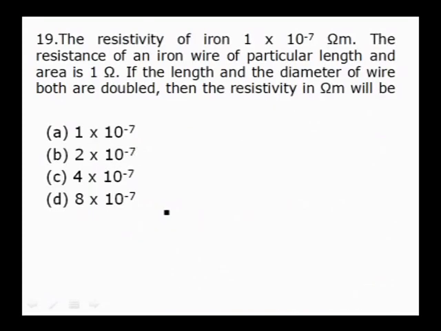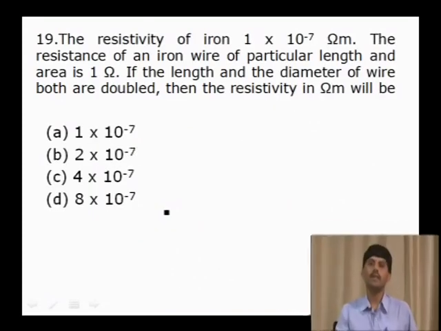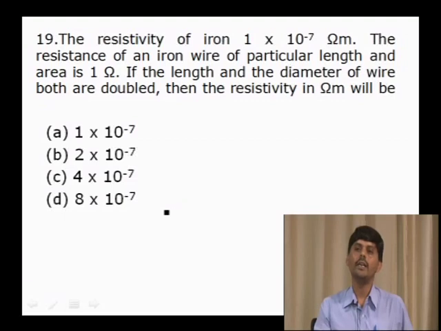Next, question number 19. The resistivity of iron is 1 into 10 raised to minus 7 ohm meter. The resistance of the iron wire of particular length and area is 1 ohm. If the length and diameter of both are doubled, then the resistivity in ohm meter will be: option A, 1 into 10 raised to minus 7; option B, 2 into 10 raised to minus 7; option C, 4 into 10 raised to minus 7; option D, 8 into 10 raised to minus 7.